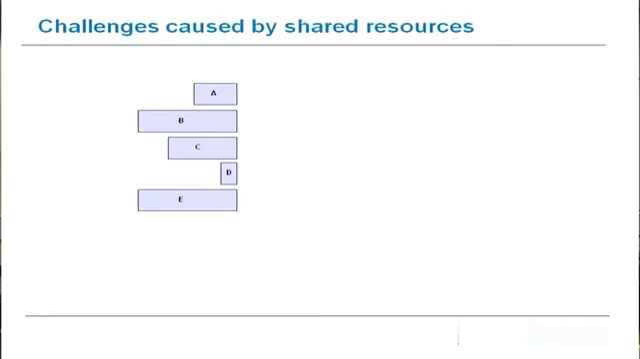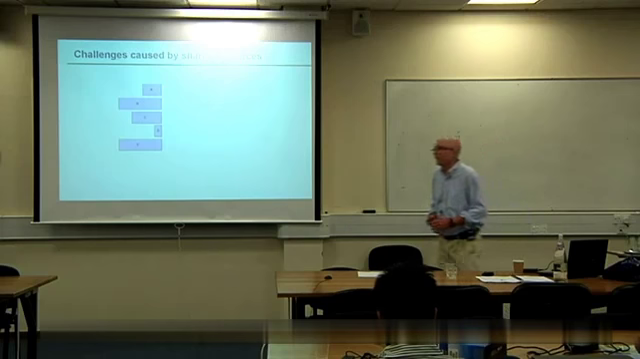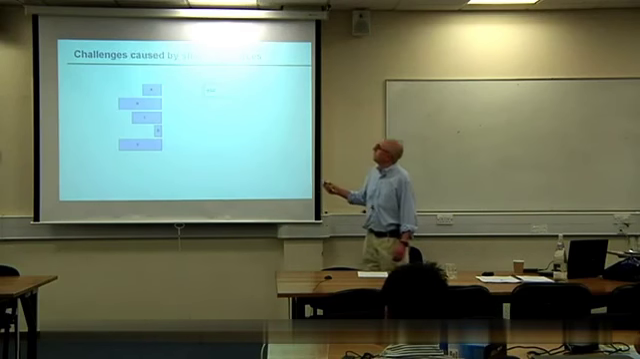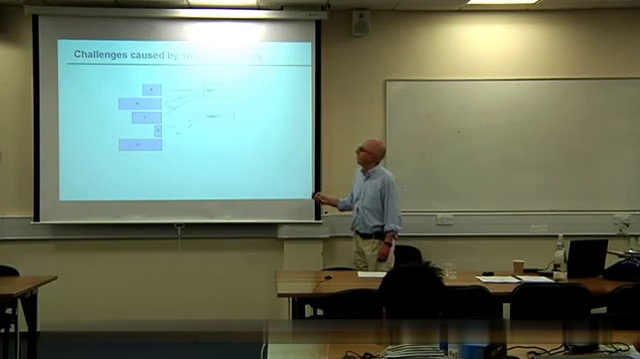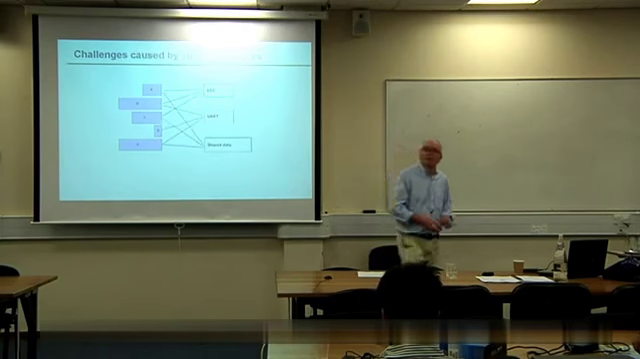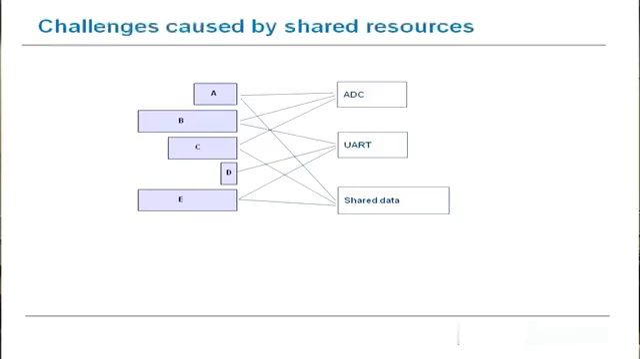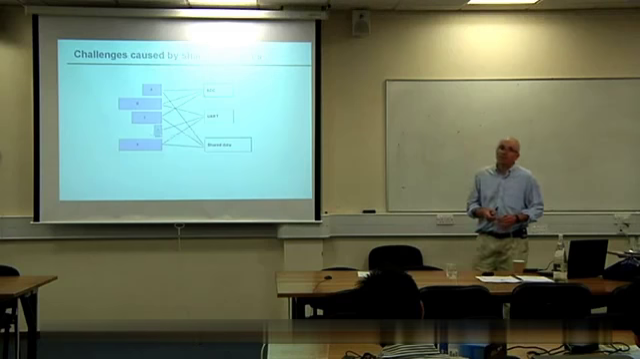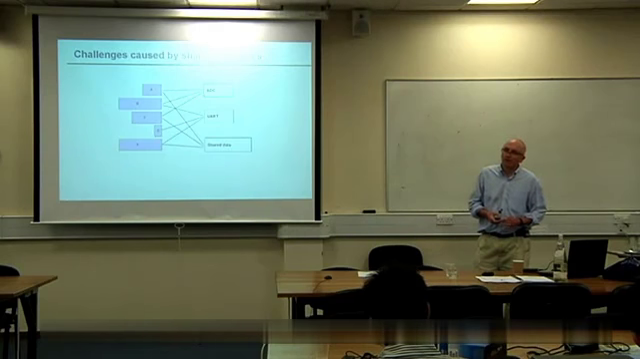Let's just consider that these are our sets of tasks. And these are roughly the priorities of the tasks. So A has highest priority, E has lowest priority. Now, assume there are some shared resources. So assume that task C is using an analog to digital converter, and task A is then ready to run. So task A is a higher priority and is ready to run.